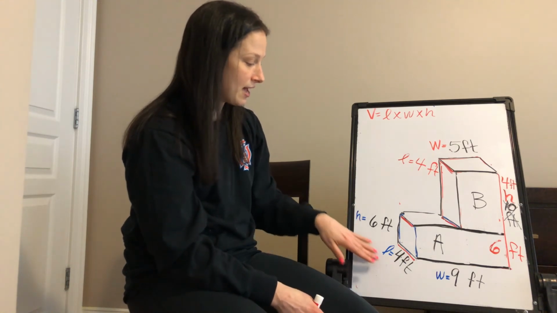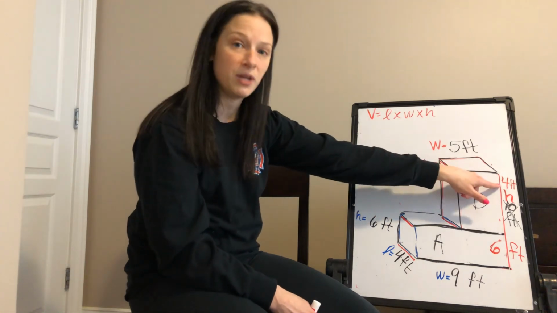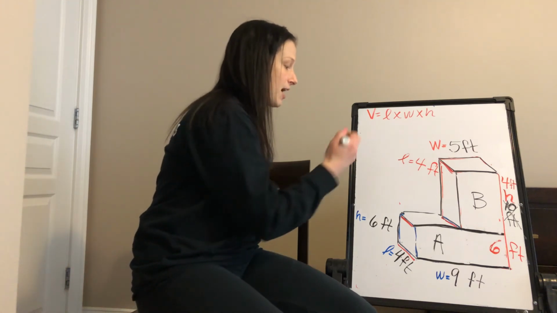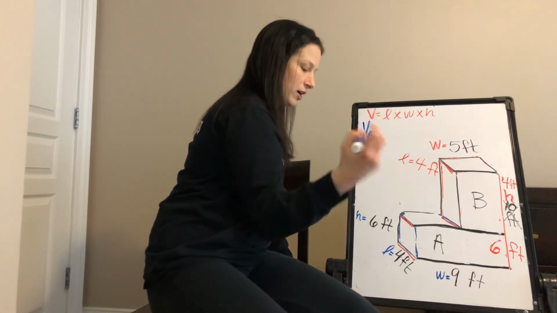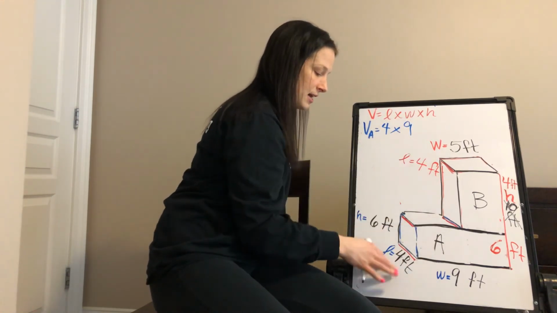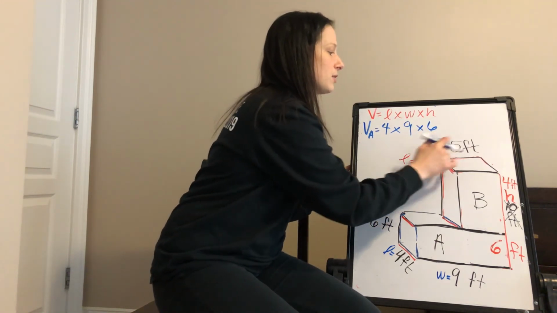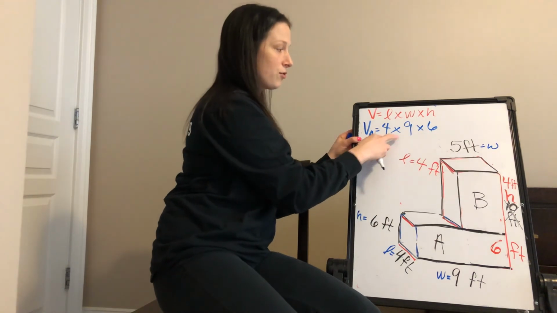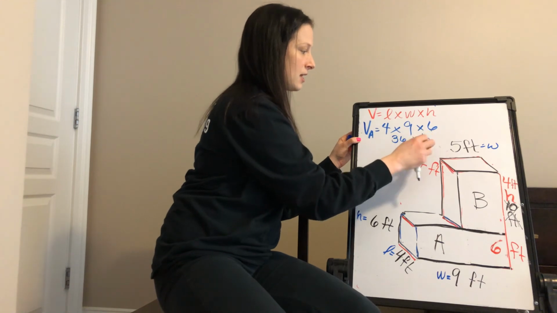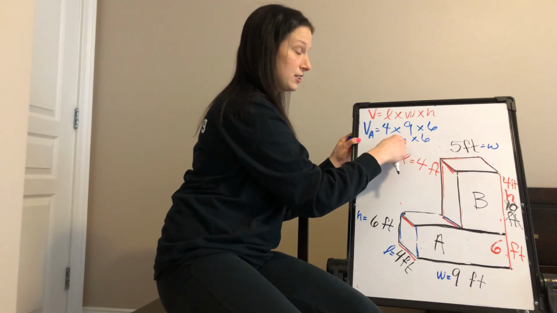So now we have the length, width, and height of prism A. We have the length, width, and height of prism B. We find the volume of each first. So prism A, the volume of A, we are going to do length, 4, times width, 9, times height, 6. Okay? Oh, I write too big. All right, so 4 times 9 is 36, times 6. 6 times 30 is 180. 6 times 6 is 36.